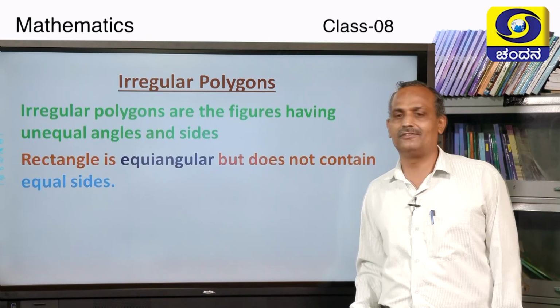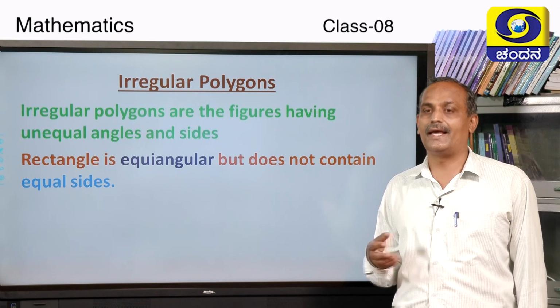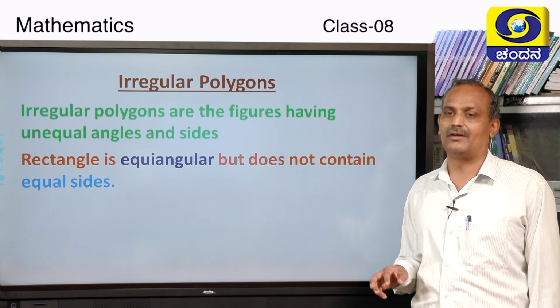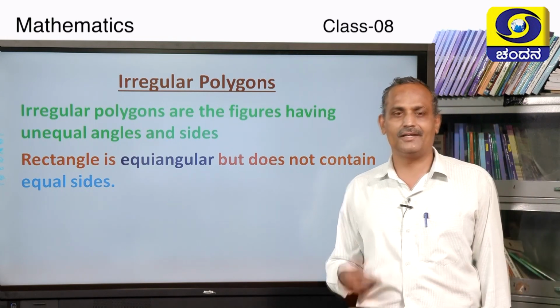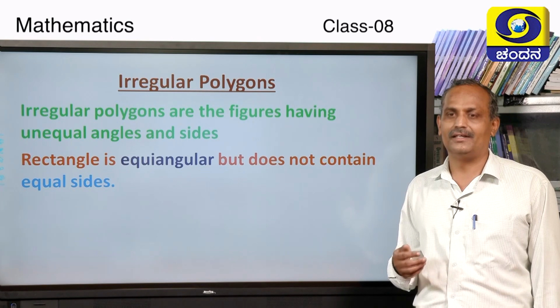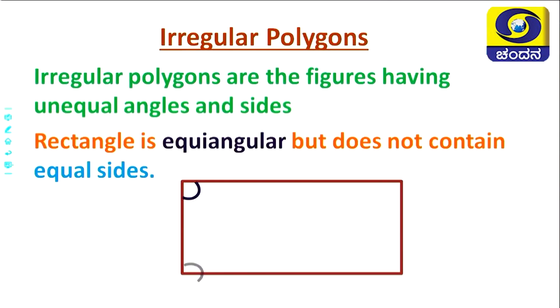Let us see an example here. Rectangle is equiangular because all angles are equal to 90 degrees, but all sides are not equal. Recall the definition of a rectangle. Later on, we will even define its properties also. We will list the properties. We can easily see it. It has equal angles, all angles are equal to 90 degrees, but it does not contain equal sides.